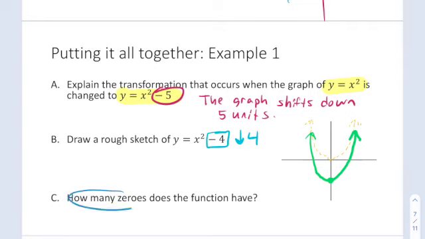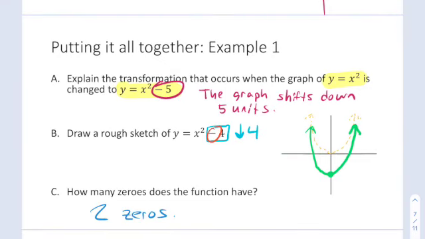Now this last question asks us, how many zeros does this function have? And all it's really saying is, how many times does it cross the x-axis? Well, we see it cross once and twice, so it has 2 zeros. That's all it's asking, is how many x-intercepts, how many times does it cross the x-axis.